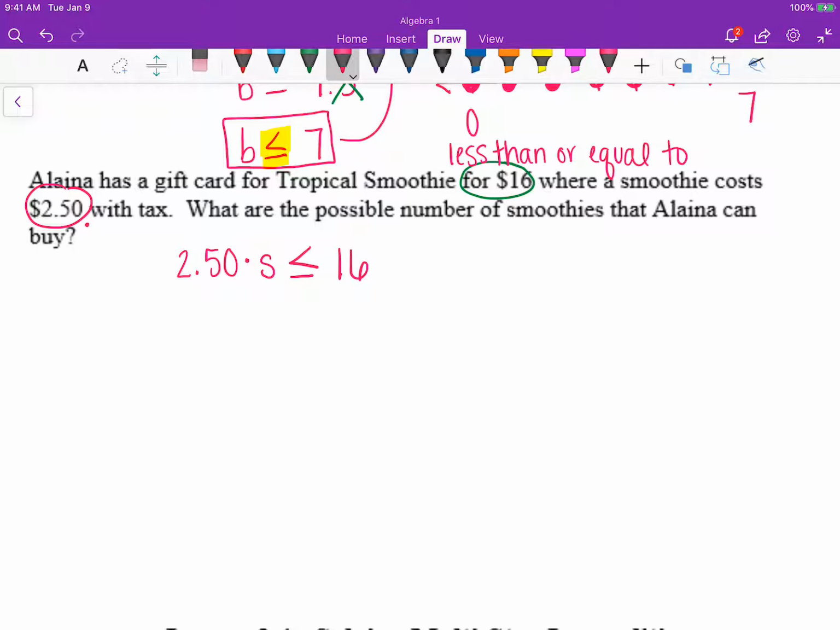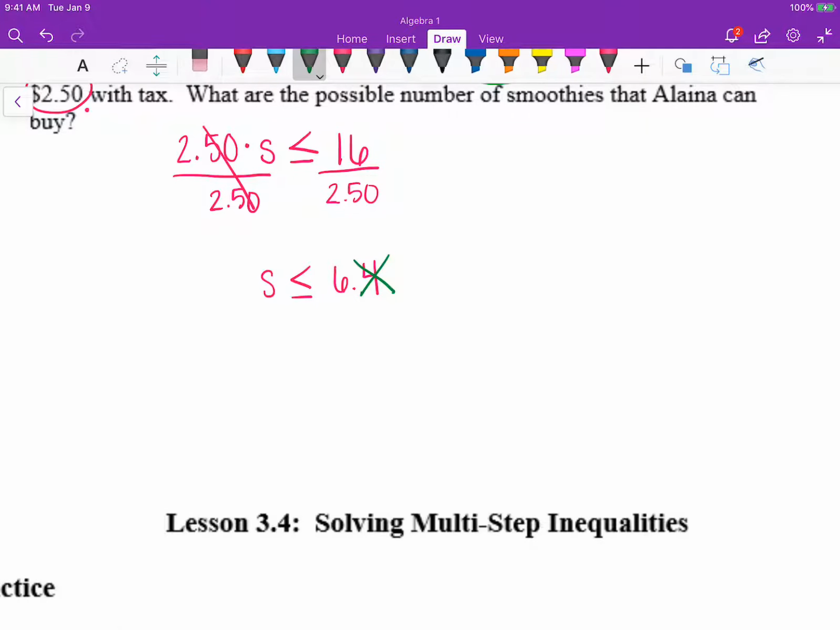From there, when I go to get S by itself, I'm going to divide both sides by 2.50. And when you type in S less than or equal to 16 divided by 2.50 in your calculator, you end up getting 6.4. Now, obviously, Elena cannot go to the tropical smoothie and say, yeah, I would like 6.4 smoothies. So 6.4 is not logical. The 0.4 is not an acceptable answer here. And so then we would end up saying that our answer is S is less than or equal to just 6.